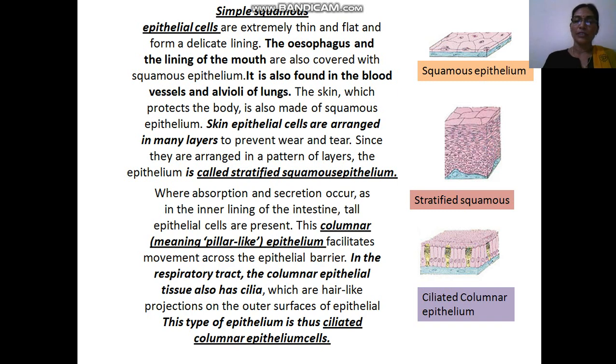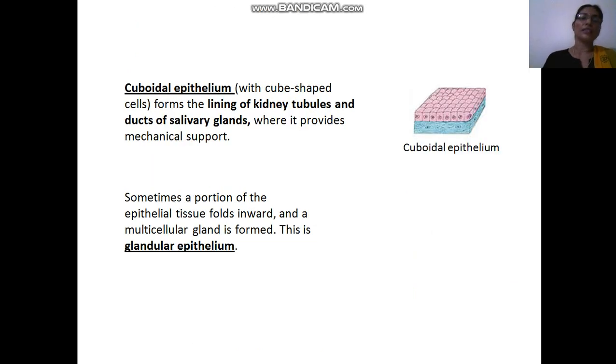Okay, now you can see the next, cuboidal epithelium with cube shaped cells. Cuboidal epithelial tissues are present in the lining of kidney tubules and the duct of the salivary gland. It provides mechanical support to these parts. These are very delicate parts. Kidney tubules and salivary ducts are very delicate organs, so it provides protection to those parts.